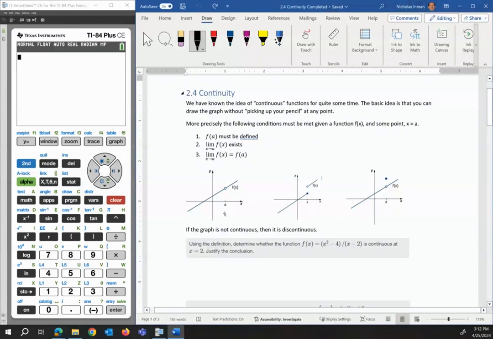So for instance, letter A here, you see how there's no black dot, there's no filled in circle. So that is why this one is discontinuous. When I try to plug in a, I don't have an answer. Here, when I plug in a, I have an answer. Or when I plug in a, I have an answer. Number 2, the limit has to exist. So this was discontinuous from number 1.